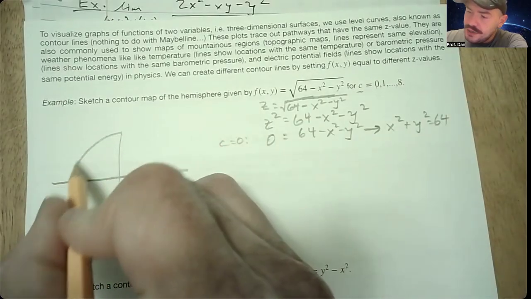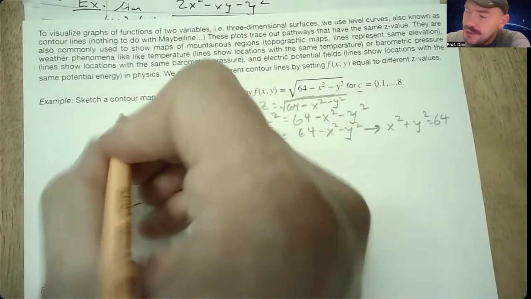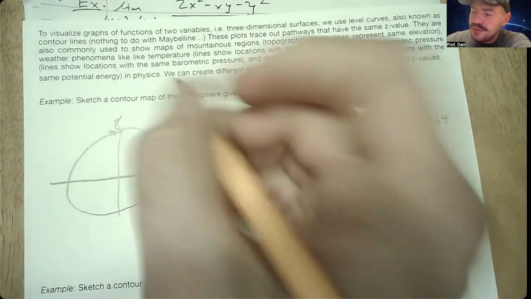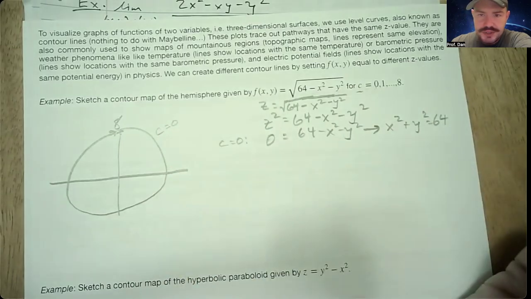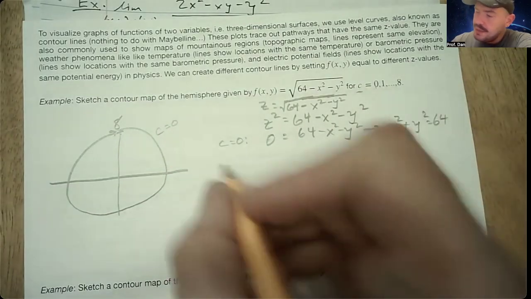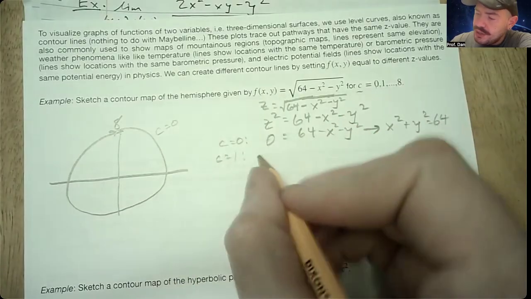So I'm going to draw to the best of my abilities a circle. God, that's horrible. And the circle has a radius of 8. This is the curve that corresponds to c equals 0. All right, and then we want to do this for 1 all the way through 8.